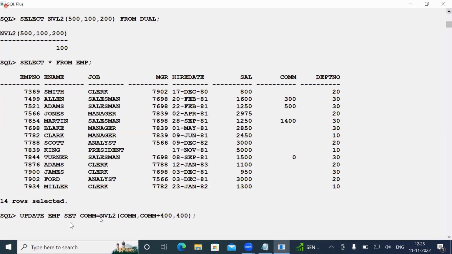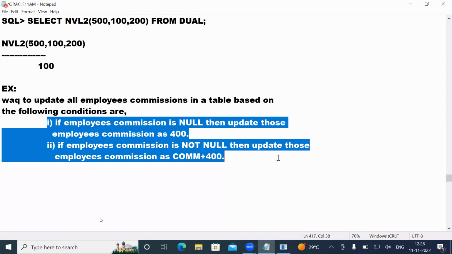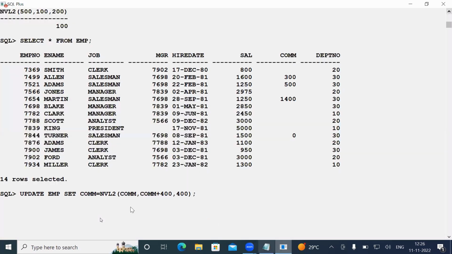Is it correct? Come on, guys, is it clear? As per our two conditions, the statement is right. Now we can see: this is expression 1, this is expression 2, this is expression 3. Observe carefully.